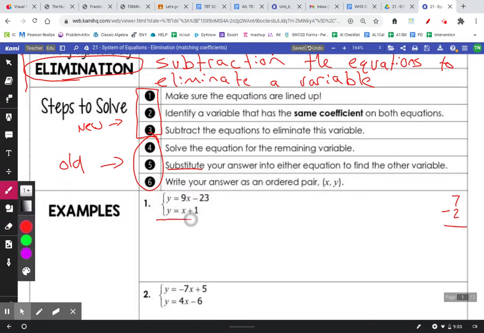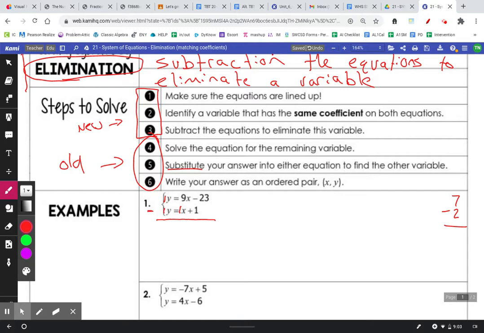So I'm drawing this little subtraction here, right? And I'm drawing that line underneath like that old method of subtraction you knew. That was step one. Step two, identify a variable that has the same coefficient on both equations. So my choices are my y's or my x's. Well, my y's both have a 1 in front, right? 1y and 1y. And my x has a 9 and a 1 in front. So it says identify a variable that has the same coefficient. Well, that's going to be y. Our y's are the same. It's 1y and 1y, okay?